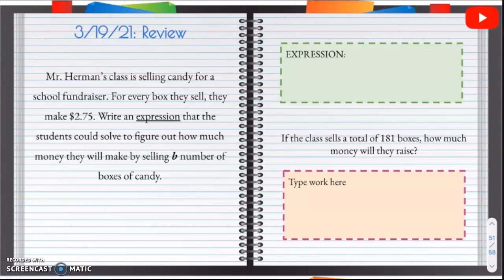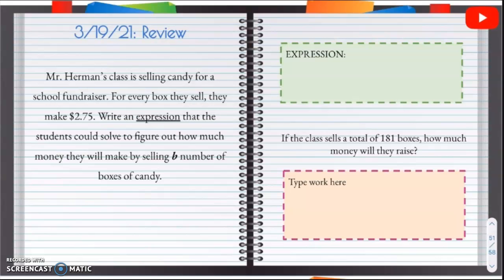Mr. Herman's class is selling candy for a school fundraiser. For every box they sell, they make $2.75. We're going to write the expression that the students could solve to figure out how much money they will make by selling B number of boxes of candy.